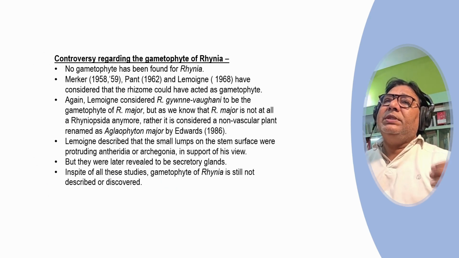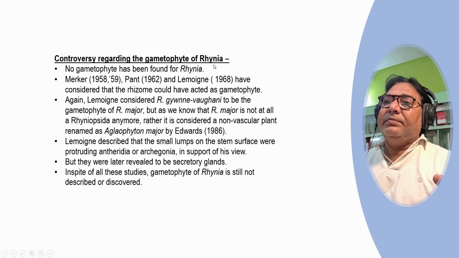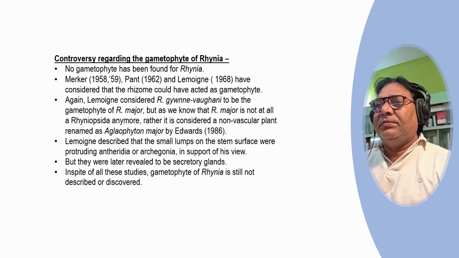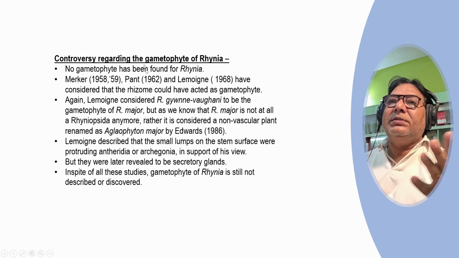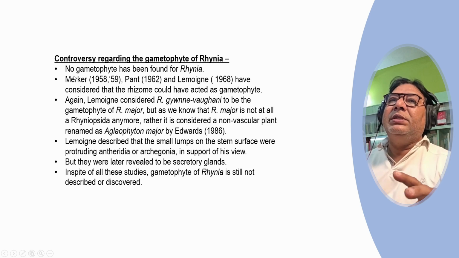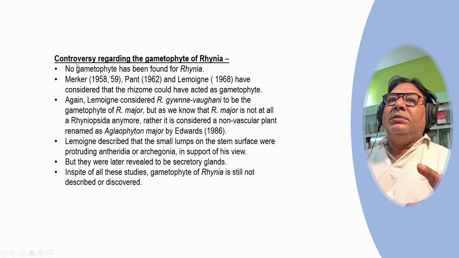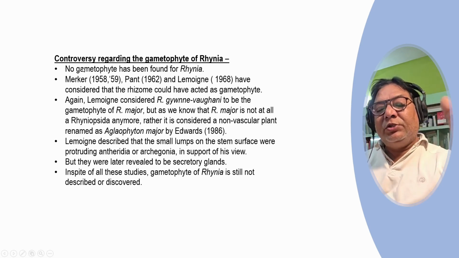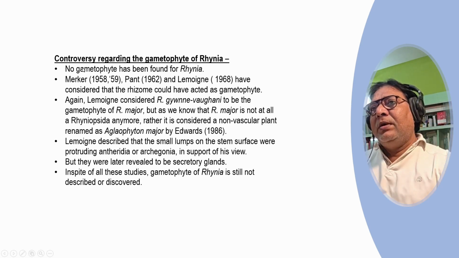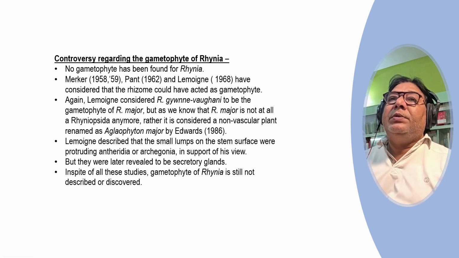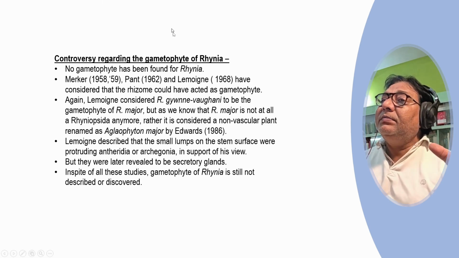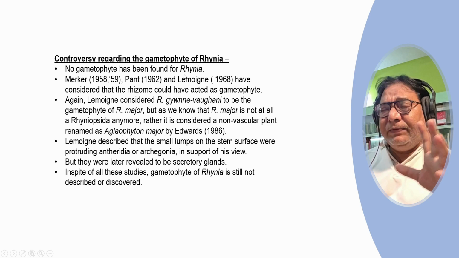Now, controversy regarding the gametophyte of Rhynia. This is a question sometimes asked as the end questions, sometimes 8+2 type of questions, or 6+4 kind of, in the 4 marks tail end question is sometimes like this. What is the gametophyte? If the structure of this sporophyte is like this, what was the gametophyte like? So people talk, no gametophyte has been found for Rhynia. It is difficult to find a gametophyte.